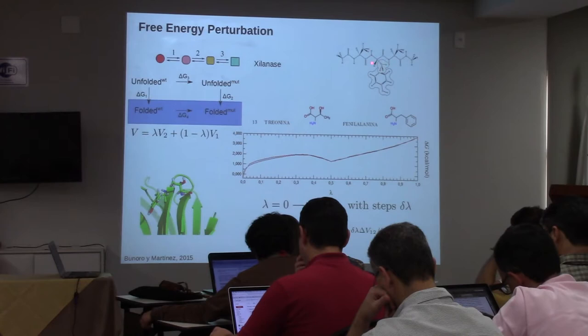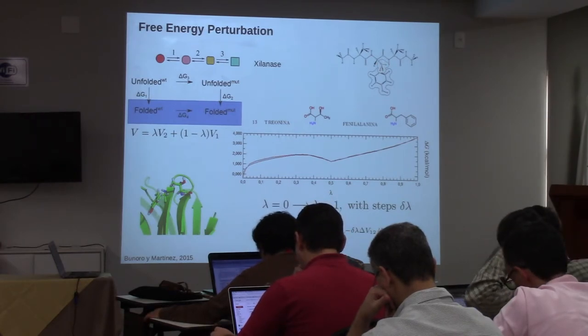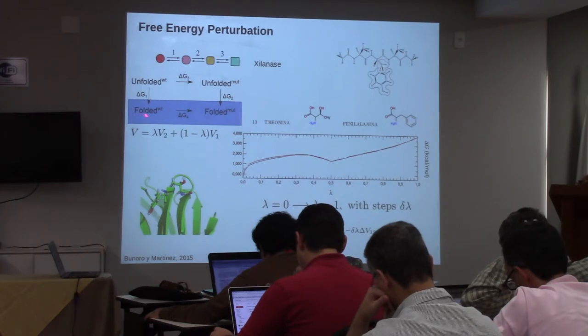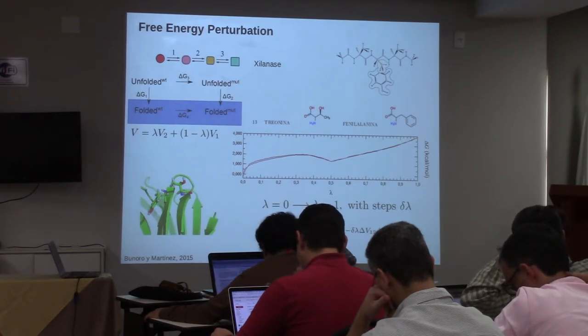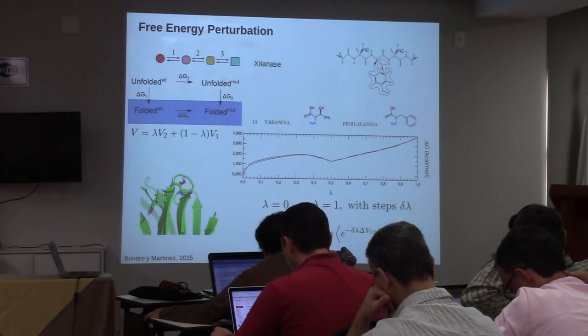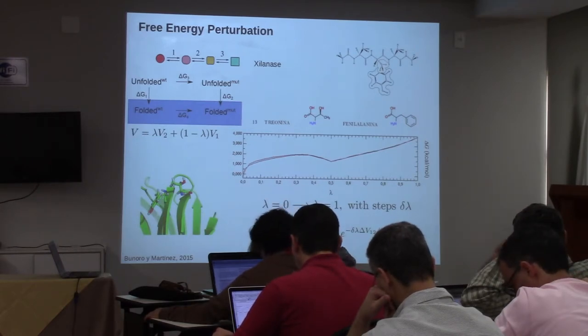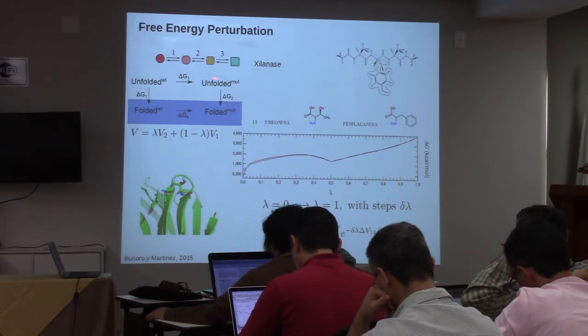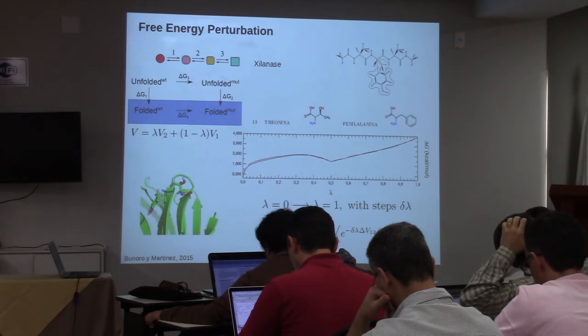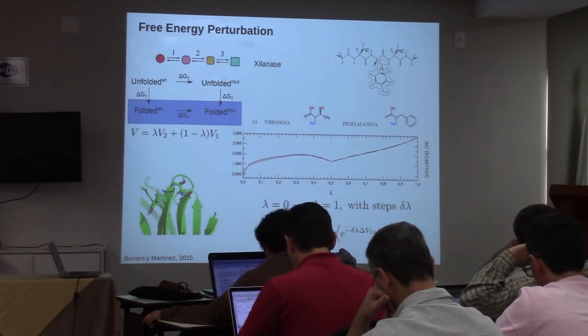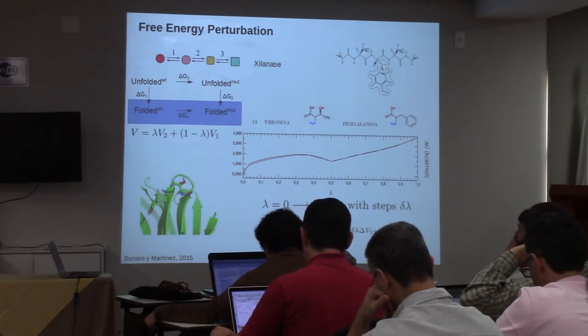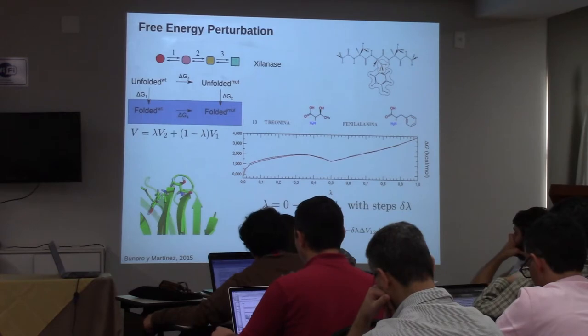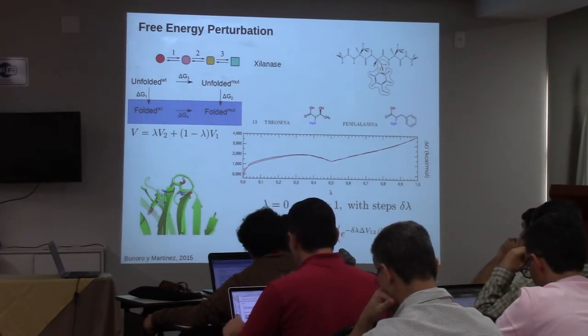The way to deal with that is to compute delta delta G's, because we perform these simulations in the folded state and we perform the same transformation in the unfolded state. The delta delta G will take into account the disappearing and appearing of atoms, and they will cancel in the free energy difference. So what we get is the difference in free energy of changing one residue for the other in the unfolded state relative to performing the same change in the folded state. That's the way to deal with appearing atoms, with the non-physical part of the transformation, by performing delta delta G's.